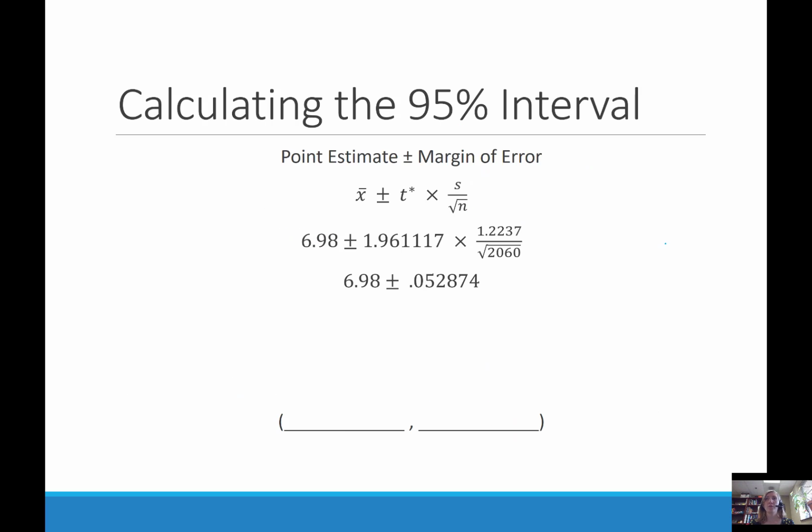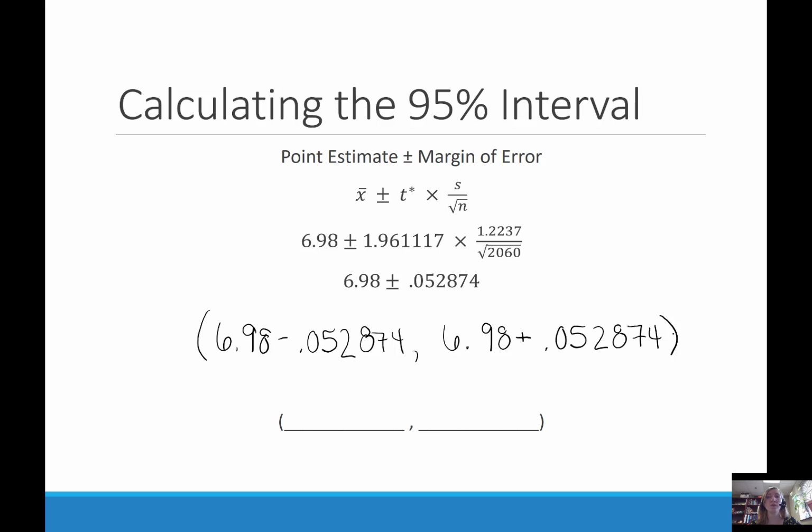We now have all of the information that we need to create our 95% confidence interval. Please pause this video while you calculate the lower bound and upper bound of the confidence interval. It is convention to write the smaller number first on the left side of the interval and the larger number second on the right side of the interval. Note that you can also do this calculation in Excel.